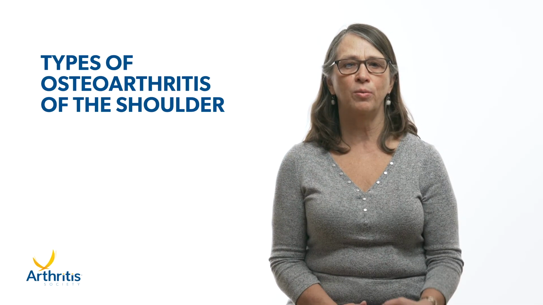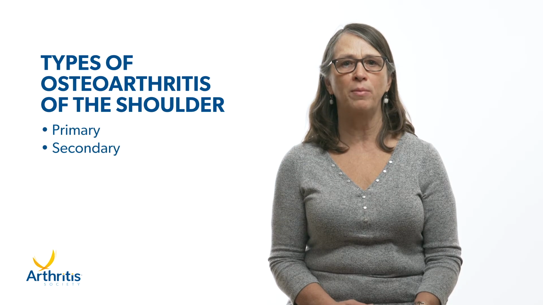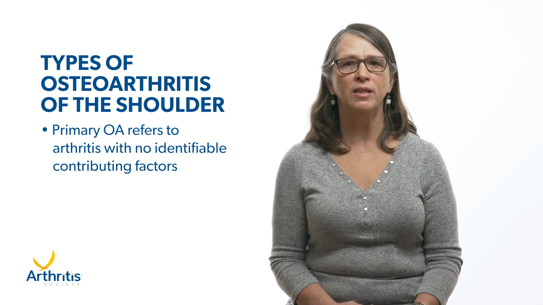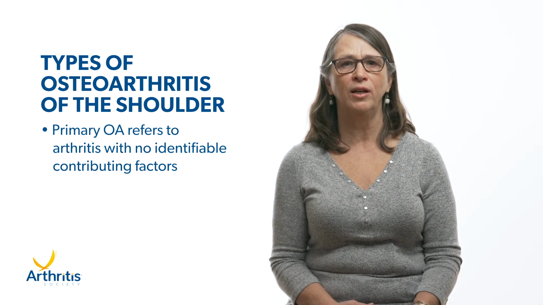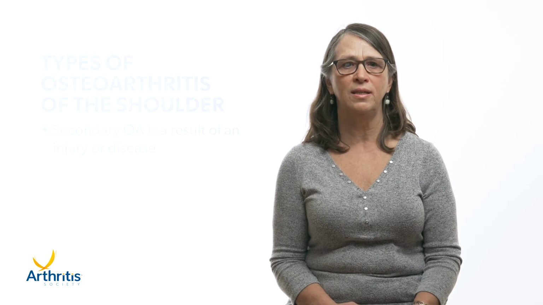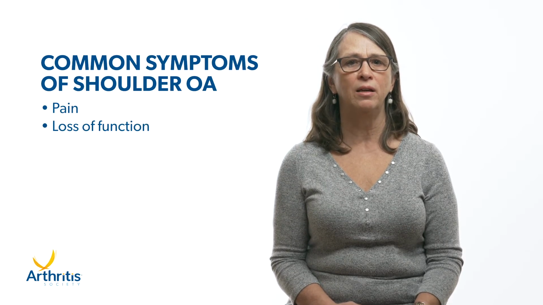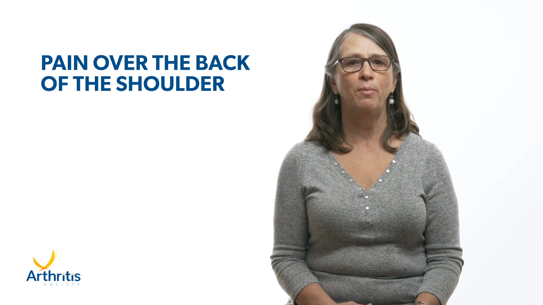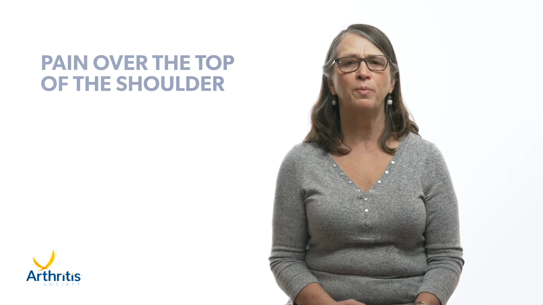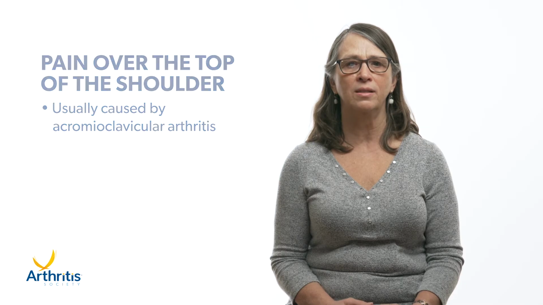The cause of osteoarthritis, OA, in the shoulder is usually referred to as being either primary or secondary. Primary OA refers to arthritis with no identifiable contributing factors, whereas secondary OA is a result of an injury or disease. The most common complaint of someone with shoulder OA is pain and loss of function. Pain over the back of the shoulder is usually due to glenohumeral arthritis, whereas pain over the top of the shoulder is usually caused by acromioclavicular arthritis.